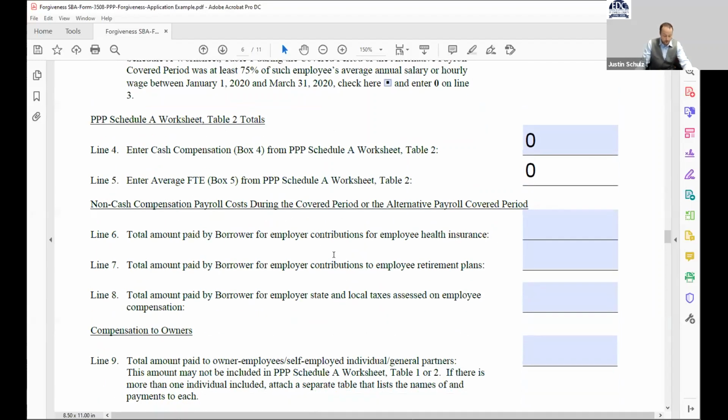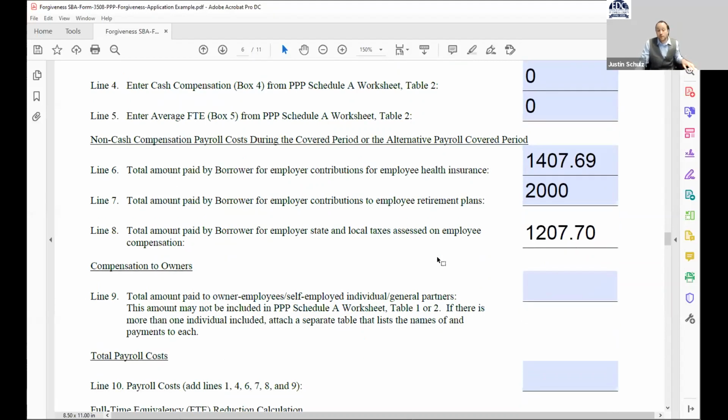And now we are going to go into the total amount of the non-cash compensation payroll costs. And for purposes of this, I just made up some numbers so everybody kind of sees how it works. And so for health insurance contributions, I put in $1,407.69. For retirement contributions, I put in $2,000. For state and local taxes assessed on the employees, I just put in $1,207.70.